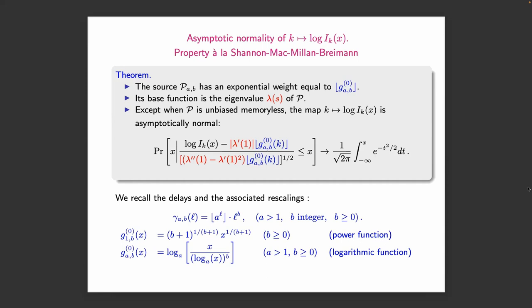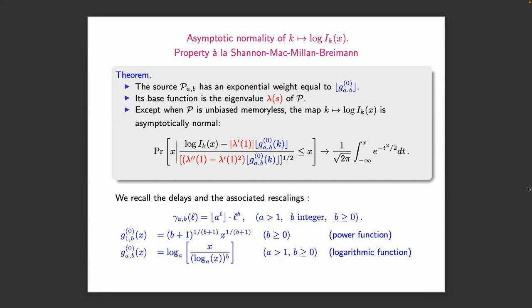You see, the geometry of the source does not change. So the dominant eigenvalue does not change, in a sense. It's the same for the new source. And in fact, it appears in the computation. So in this case, the map K, which associates to K the log of the probability of the prefix, is asymptotically normal. But now you see that the expectation and the variance, of course, change by a change of scale. Okay, but it is also asymptotically normal.